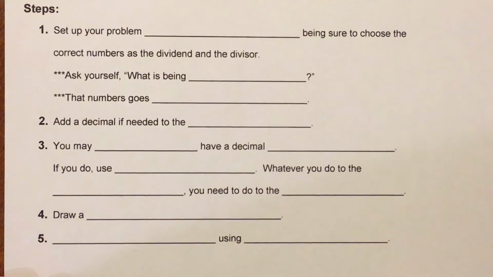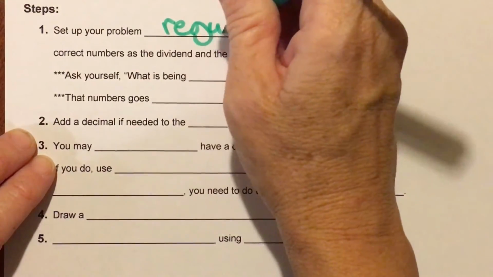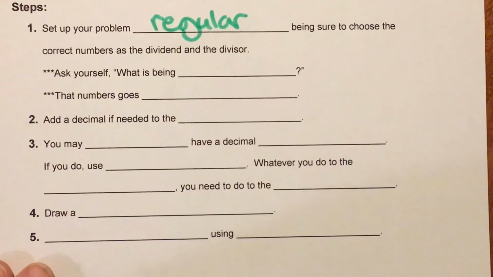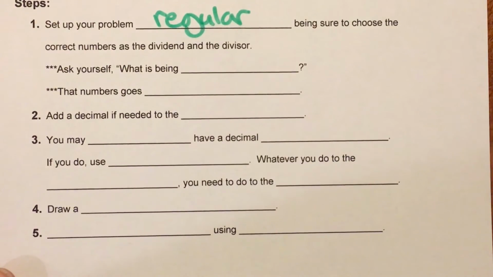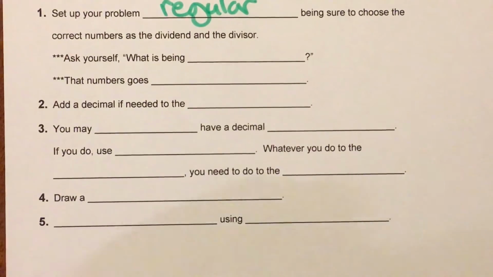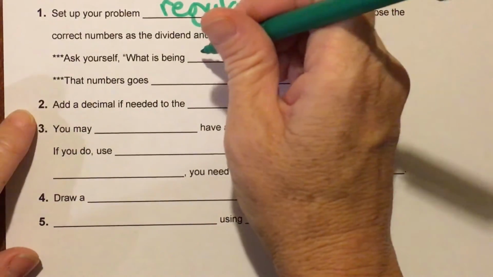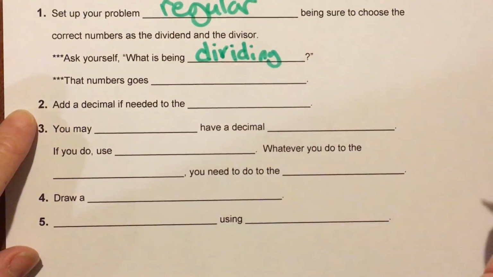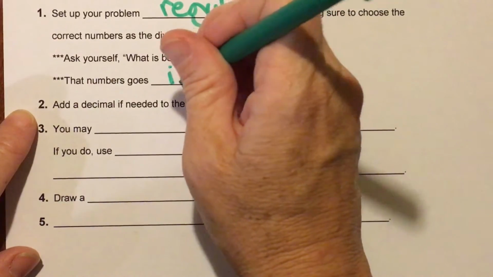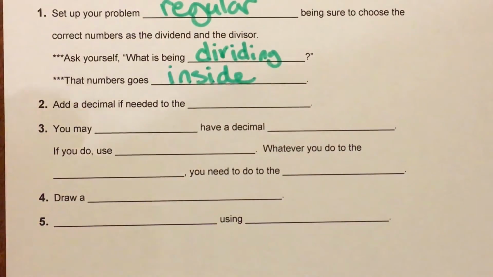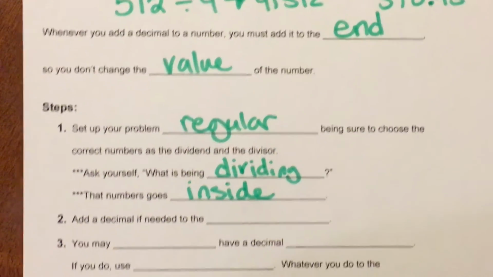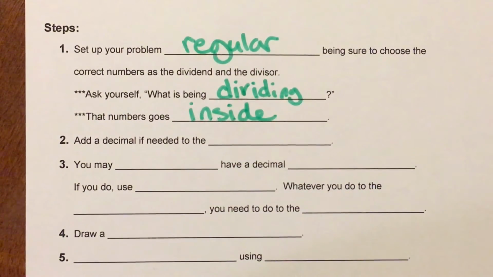Okay, tonight you have a lot of steps. First step is set up the problem regular. So we're going to set it up regular like we did when we did regular division, being sure to choose the correct numbers as the dividend and divisor. So we can't just say the bigger one. We have to know what number is being divided. So you're going to ask yourself, what number is being divided? And that number goes inside. So you're really going to have to either use in and out, like I did up here, or if it's a word problem, you're going to have to really ask yourself what's being divided.